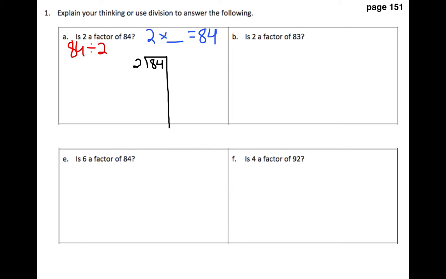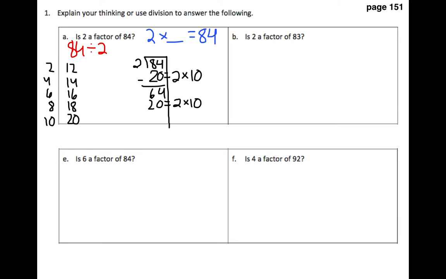84 divided by 2. Our multiples of 2 we know are 2, 4, 6, 8, 10, 12, 14, 16, 18, 20. What's the greatest amount we can subtract from 84? 20. And 20 is equal to 2 times 10. Then we know we subtract. There's 64 remaining. We can subtract another 20, or 2 times 10. Now we're left with 44. We can subtract another 20, which is 2 times 10.